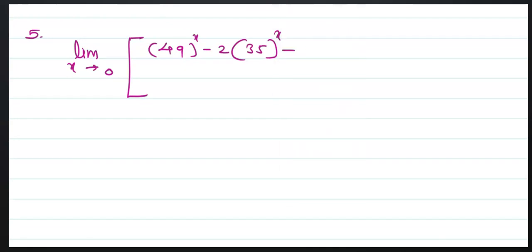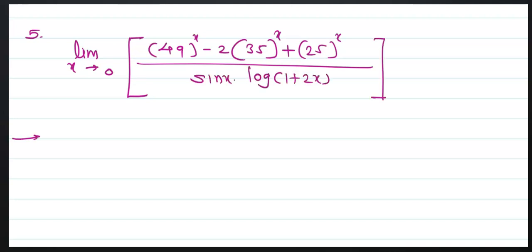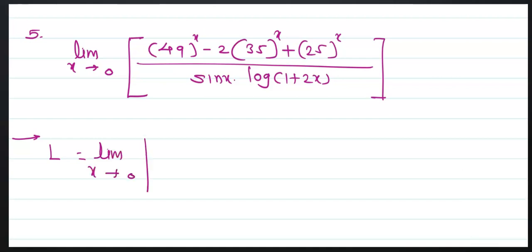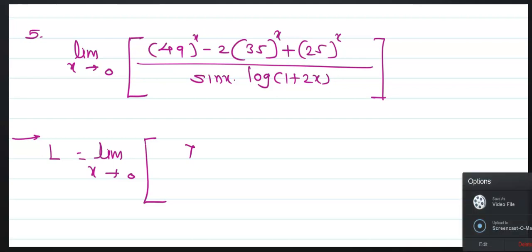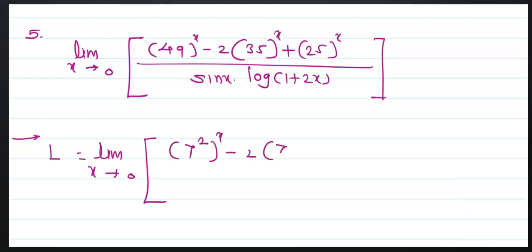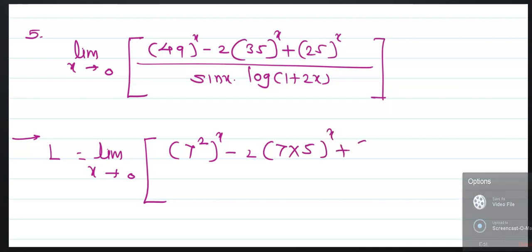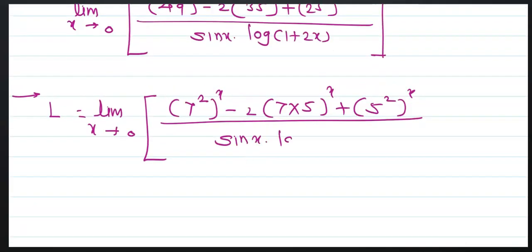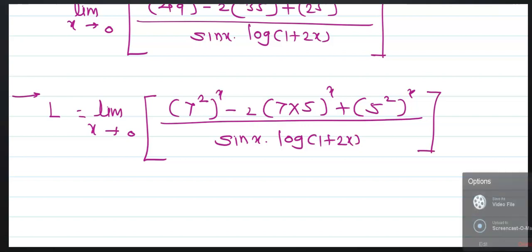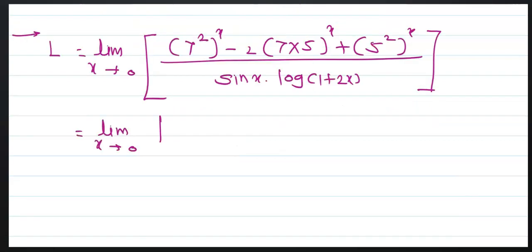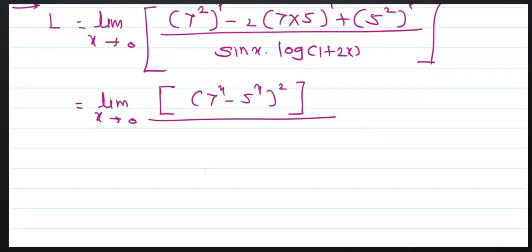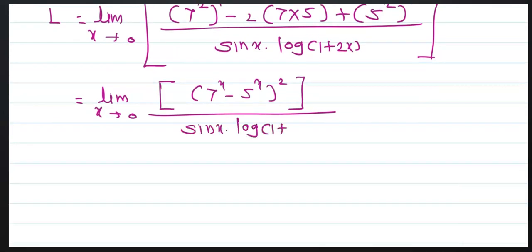Now next is limit x tends to 0, 49 raised to x minus 2, 35 raised to x plus 25 raised to x, upon sin x into log of 1 plus 2x. Limit x tends to 0, (7 raised to x) bracket square minus 2 into (7 into 5) raised to x plus (5 raised to 2) raised to x, upon sin x into log of 1 plus 2x. Therefore, limit x tends to 0, (7 raised to x minus 5 raised to x) bracket square upon sin of x into log of 1 plus 2x.